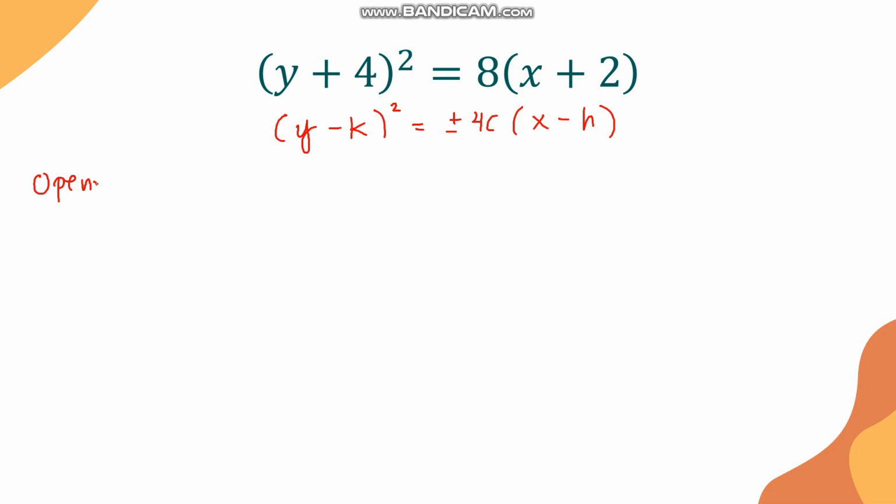So let's first identify the opening of the parabola. Since y is being squared, it either opens to the left or to the right. Now 4c here is positive, which is 8, so that means it opens to the right.